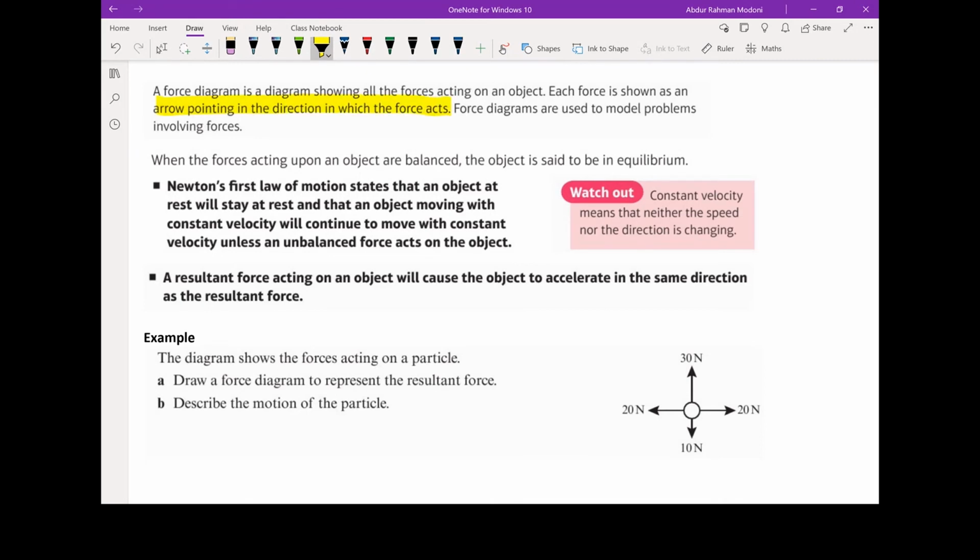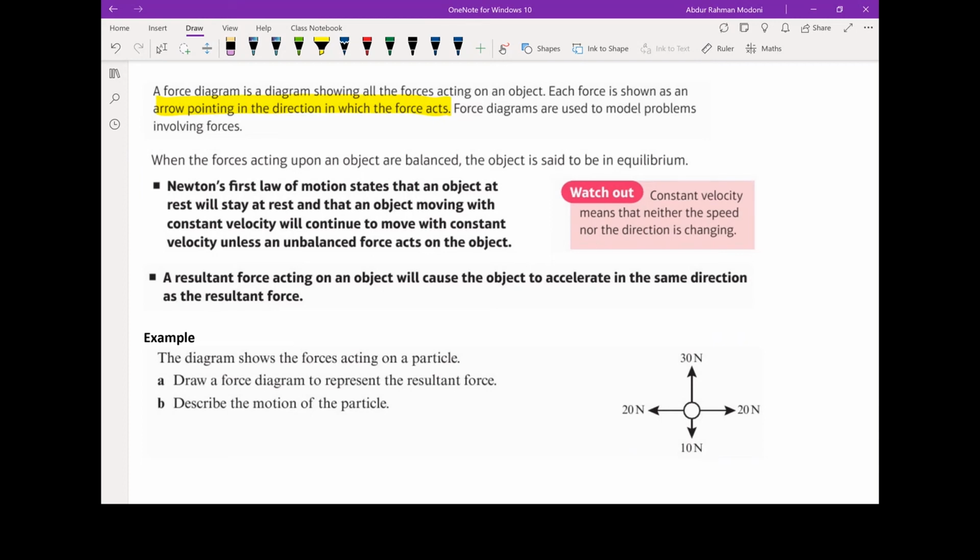So the arrows that we can see in this diagram here indicate that the object, which is a circular object there, has a force of 20 newtons acting to the right, 20 newtons to the left, 10 newtons acting downwards, and 30 newtons acting upwards. Force diagrams are a really important part of solving problems.